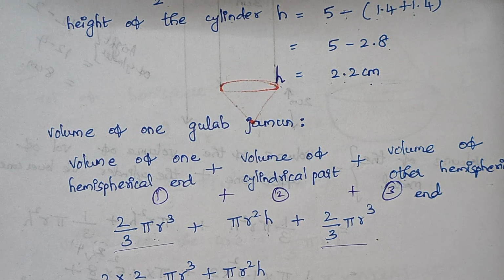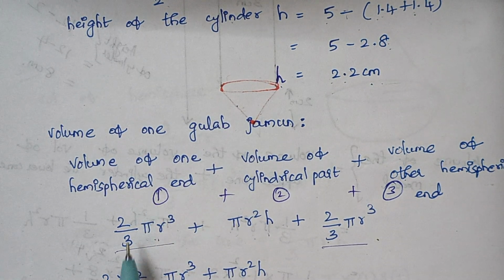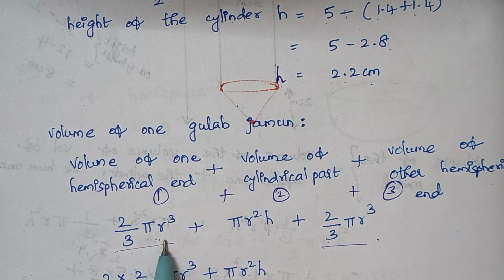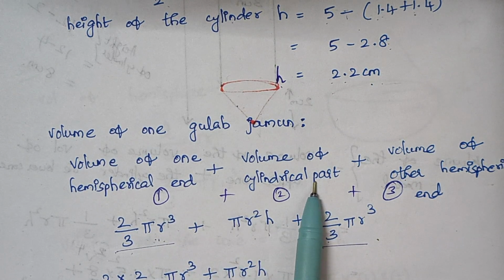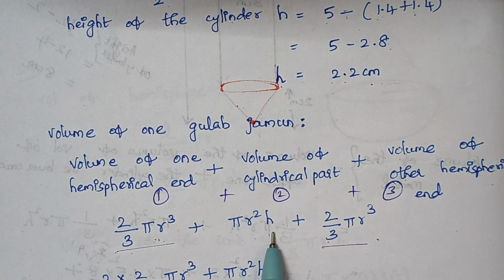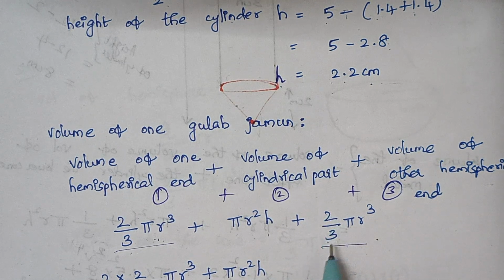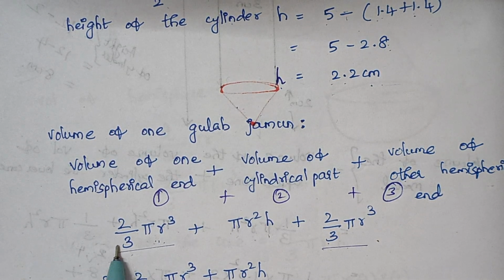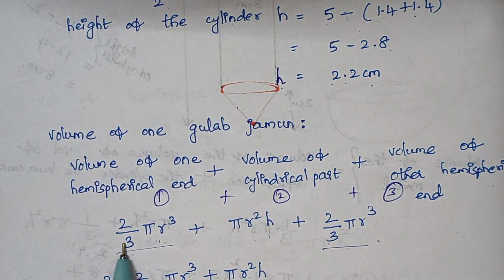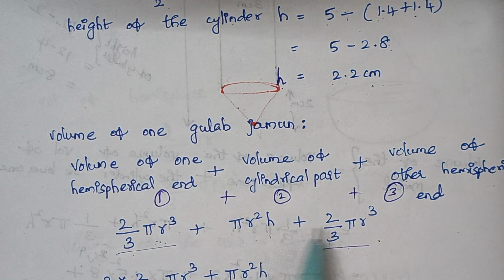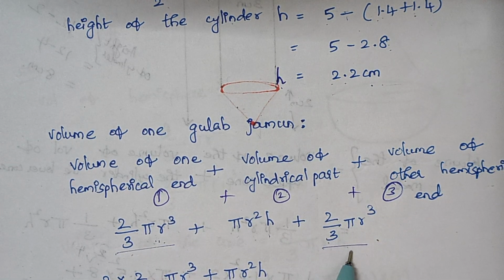So what is the volume of one hemisphere? It is given by 2 by 3 pi r cube. Then the volume of the cylinder is given by pi r square h. Then what about the volume of the other hemisphere? Again the same, 2 by 3 pi r cube. Right. So here you see we are having two similar terms, 2 by 3 pi r cube and here also 2 by 3 pi r cube.